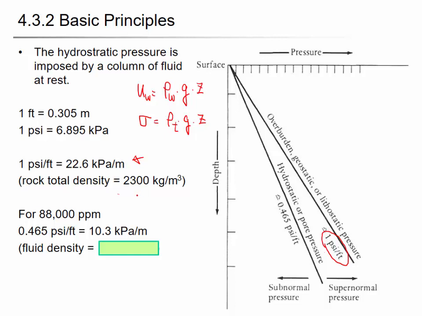Right? And we can do the same calculation for the hydrostatic pressure. It's been described as psi per foot, but if you convert it, it becomes 10.3 kilopascal per meter, and then it assumes this water density. So it actually considers the salinity of the water. I think this assumes a salinity of 88,000 ppm. Again, if it's just 0 ppm, then this fluid density will be 1,000 kilogram per cubic meter.